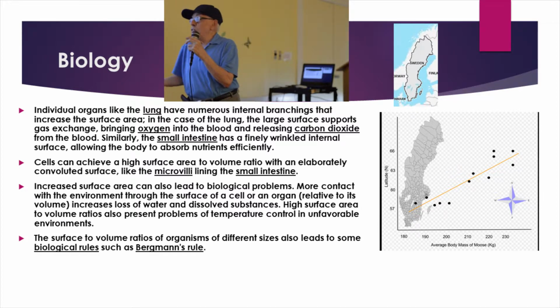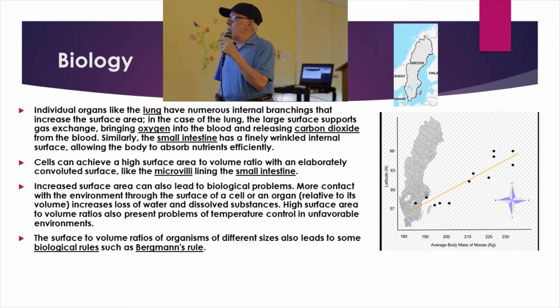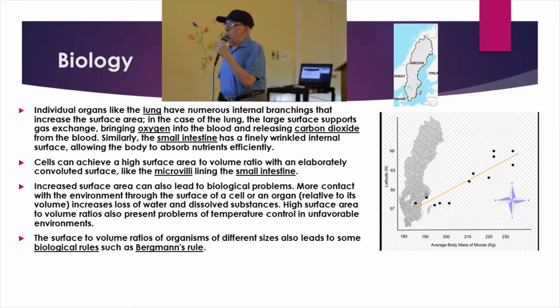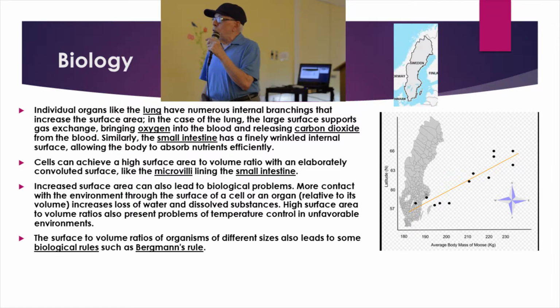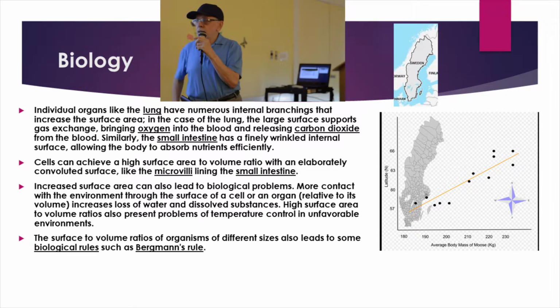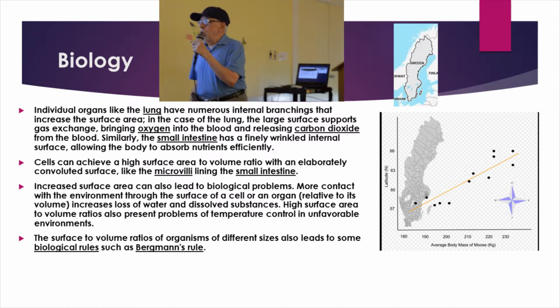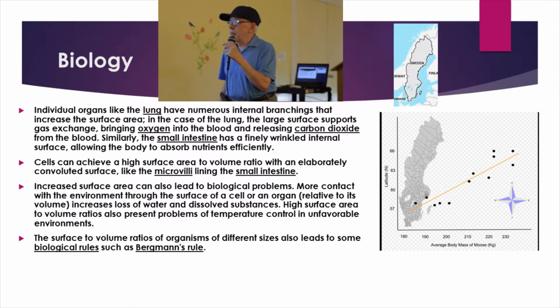An increased surface area, however, can also lead to biological problems. More contact with the environment through the surface of a cell or an organ relative to its volume increases the loss of water and dissolved substances. High surface area to volume ratios also present problems of temperature control in unfavorable environments.